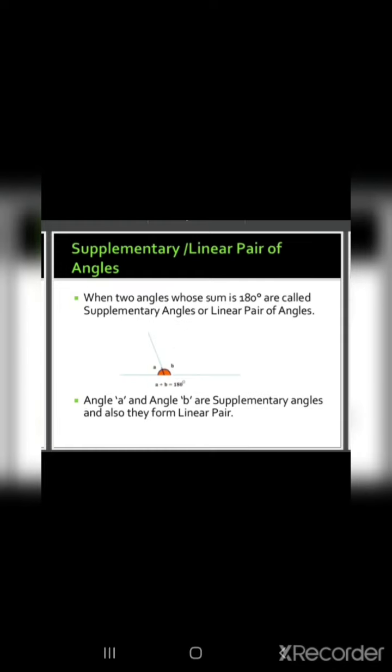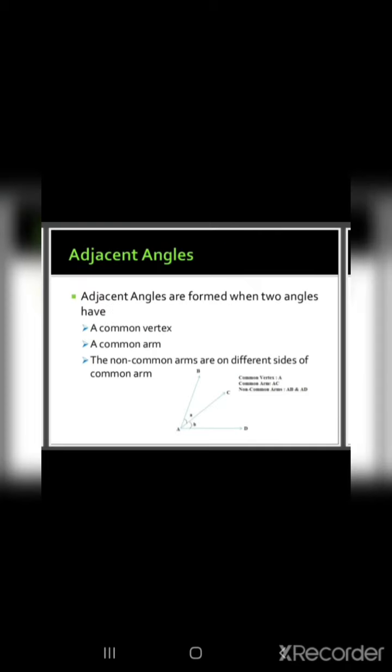Supplementary, another pair of angles. When two angles whose sum is 180 degrees, they are called supplementary angles. Then one more name, that is a linear pair. A linear pair is also supplementary angles. If angle A and angle B are supplementary angles, they also form a linear pair, and always A plus B is equal to 180. What are adjacent angles? Another pair. Adjacent angles are formed when two angles have a common vertex and a common arm. The non-common arms are on different sides of the common arm. That pair is called adjacent angles.